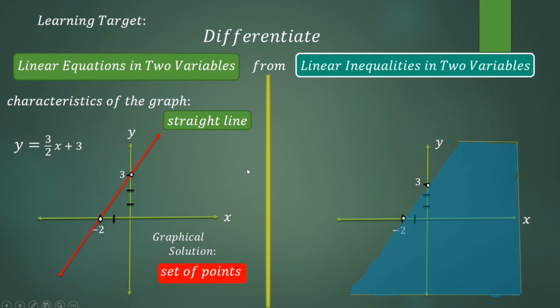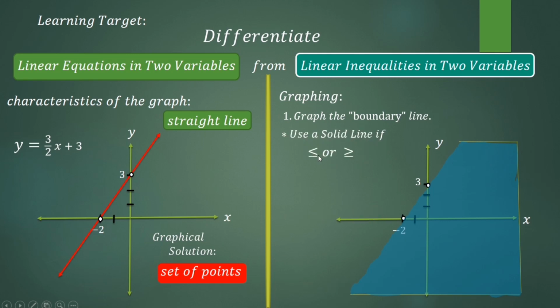In graphing the linear inequalities in two variables, we must consider the graph of the boundary line. Una, gamitin natin yung solid line kung ang inequality symbol natin is less than or equal to or greater than or equal to. For example, y is less than or equal to 3 over 2x plus 3. Ito yung halimbawa for the solid boundary line. Ibig sabihin nito, ang bawat point on it is a solution, kasama natin ang shaded region.